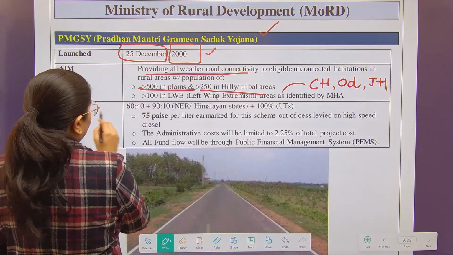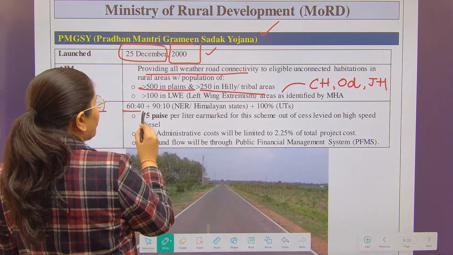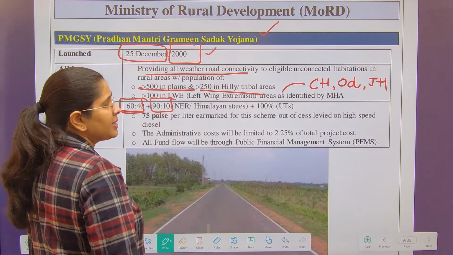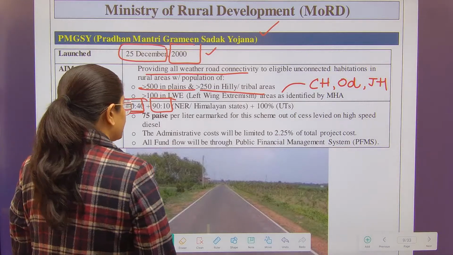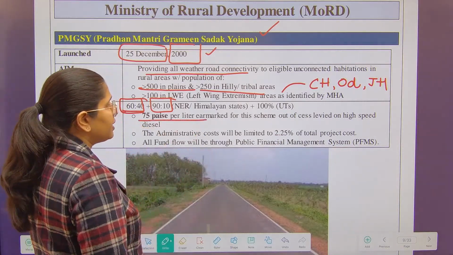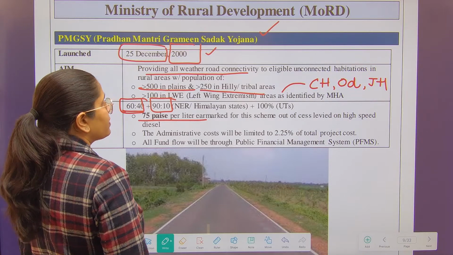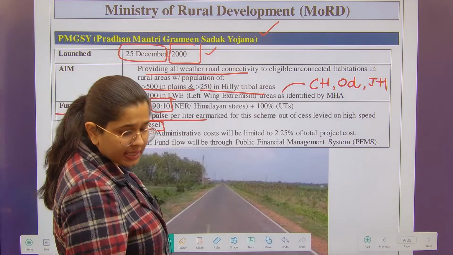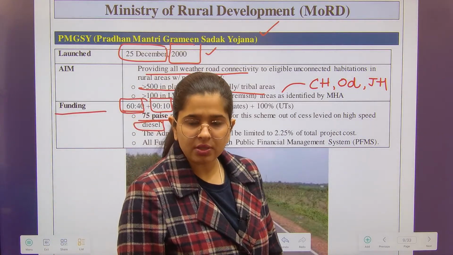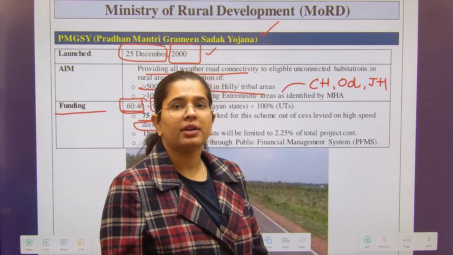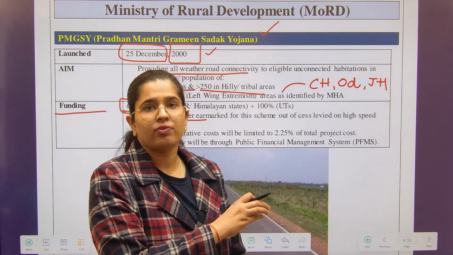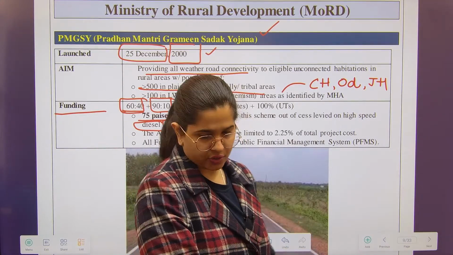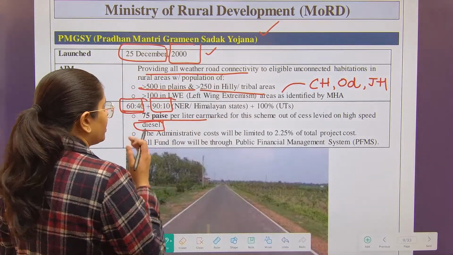Next thing, funding. 60-40 in the normal states, 90-10 in the Himalayan states, and 100% in the UTs. 75 paisa per litre is earmarked for this particular scheme out of the cess levied on high speed diesel. So the government imposes a cess on diesel, and that cess is used for constructing roads in the rural parts of our country. So this part is related to the funding.